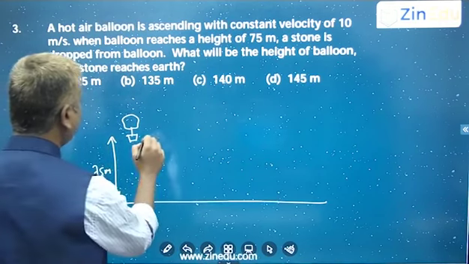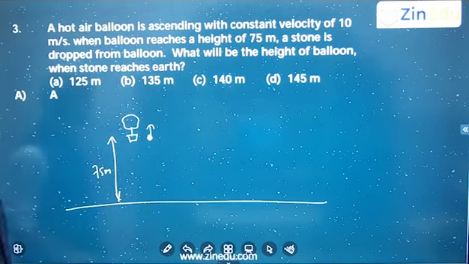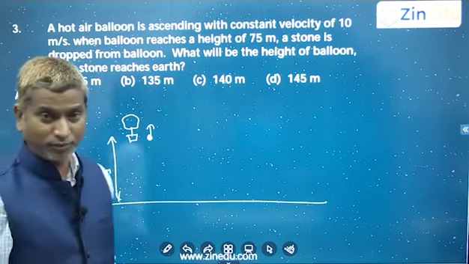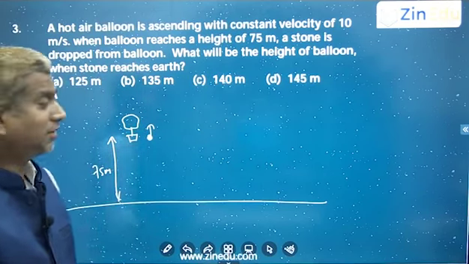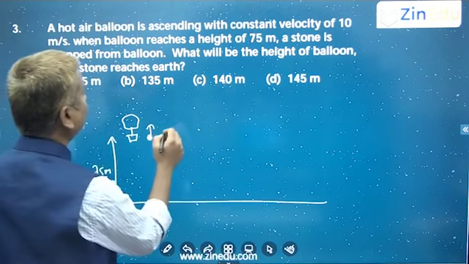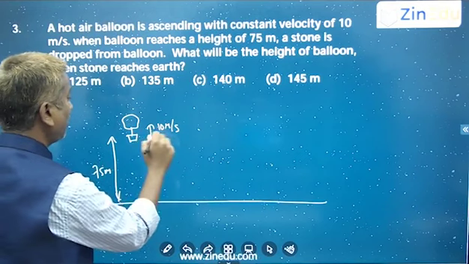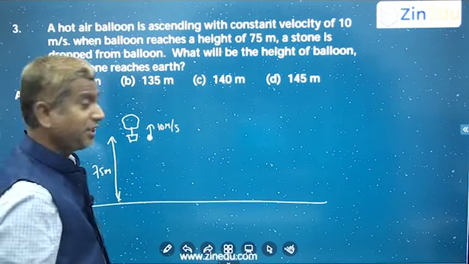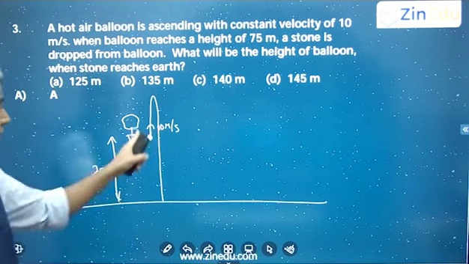When you drop a stone from the balloon, the stone will definitely have the same velocity as the balloon, because the stone was a part of the balloon. So now the stone has 10 meters per second upward. It will have an acceleration of g downwards, so it will go up and then try to fall down. So it takes some time.